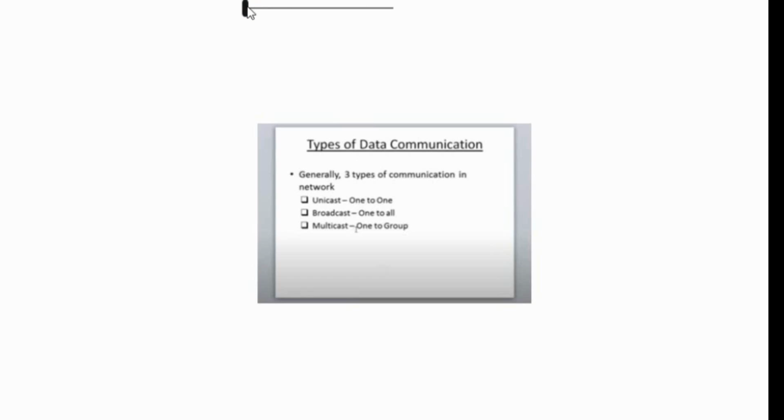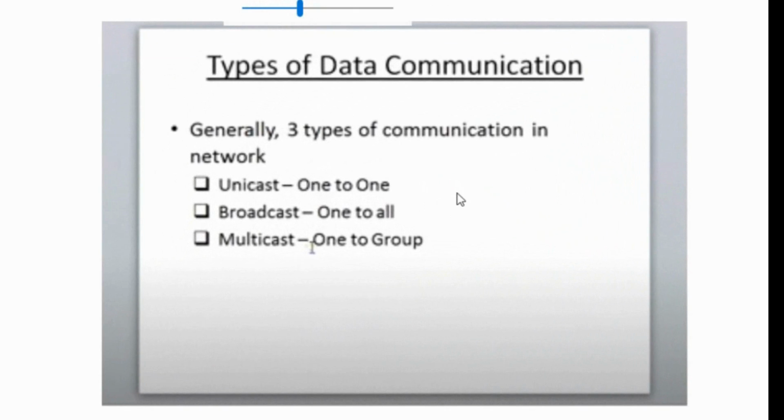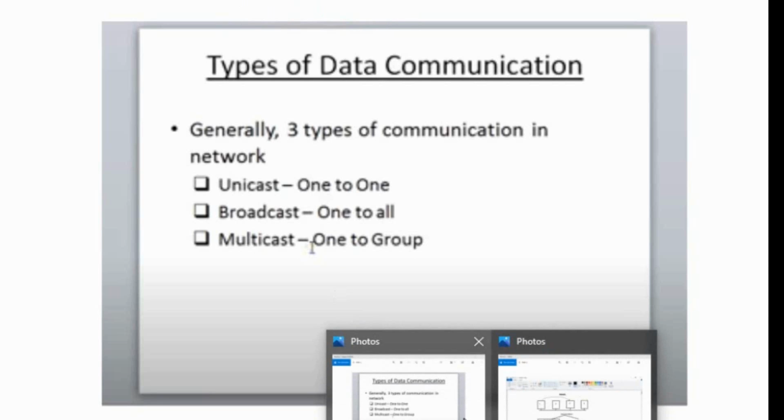They will communicate with each other with a set of rules, right? An example of unicast is one-to-one, broadcast is one-to-all, multicast is one-to-group. So what is unicast? What is broadcast? What is multicast? I'm going to explain to you right now.